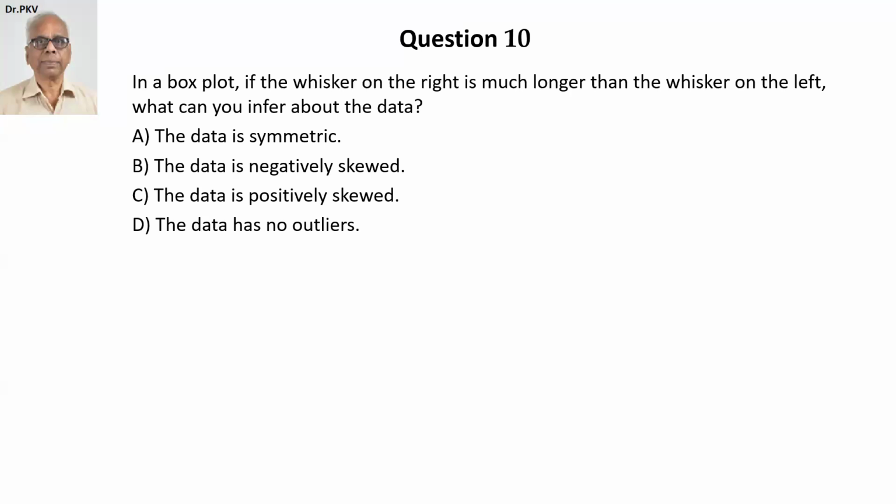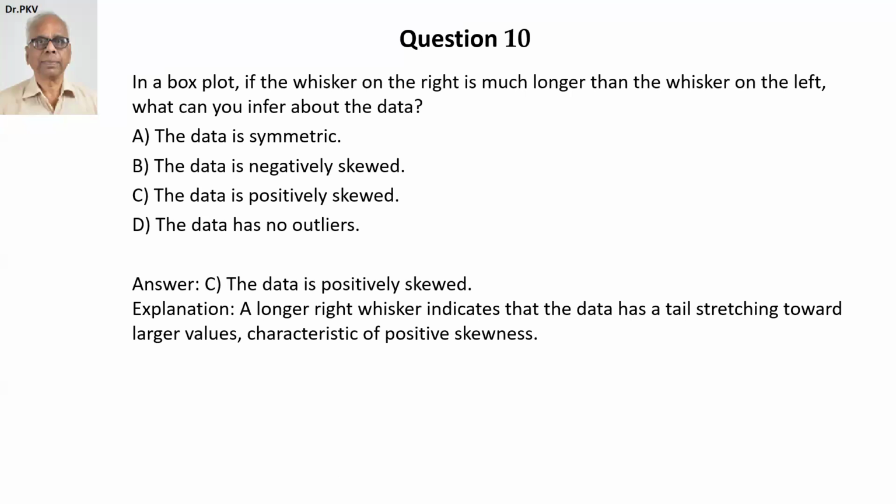Okay, let me now flash the answer. The answer is C. The data is positively skewed. Why? A longer right whisker indicates that the data has a tail stretching toward larger values, characteristic of positive skewness. So choice C is the right one. With this, we have concluded module 3, and we will soon proceed to module 4, MCQ. Thank you very much.